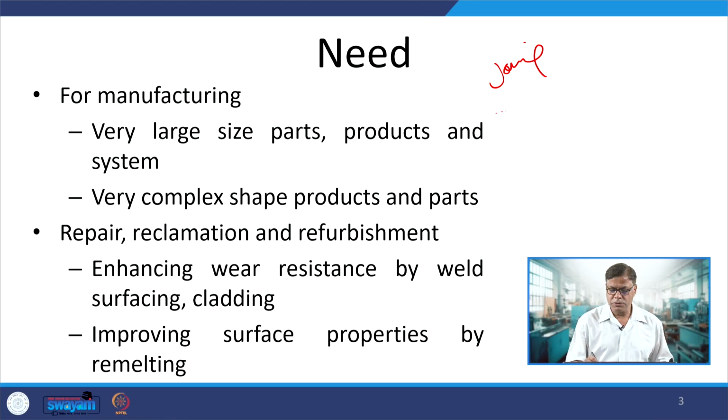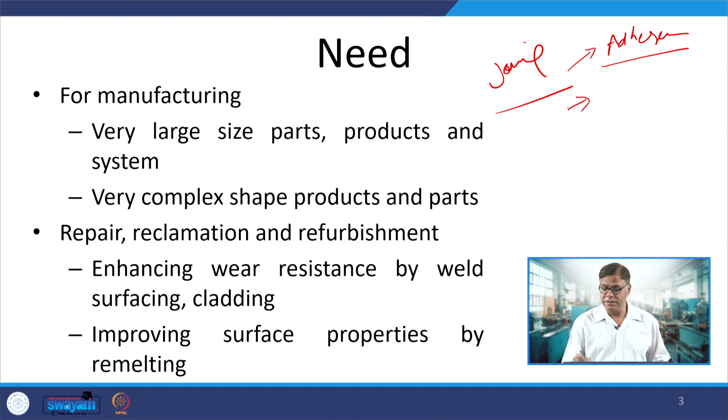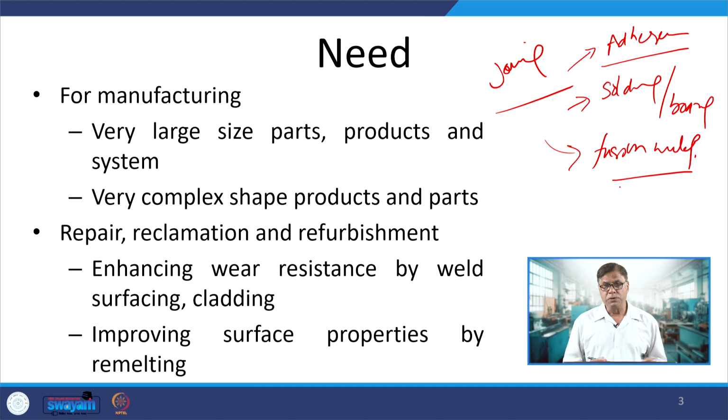Initially we will start with the need for joining. You can do joining using various processes. We can simply use adhesives for developing an adhesive joint, or we can melt the filler metal between the two components to be joined, like in soldering or brazing, where there is no melting of the base metal. Then we can go for melting the faying surfaces of the base metals to be joined, which we do in fusion welding. So, there is a variety of ways by which joints are developed.